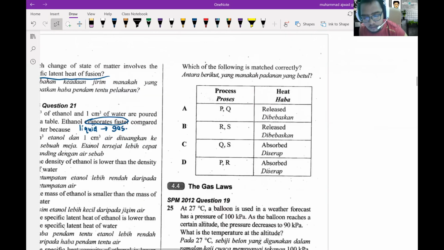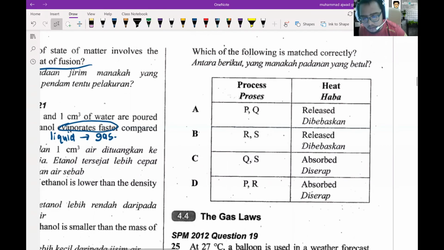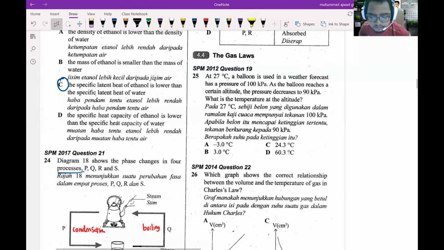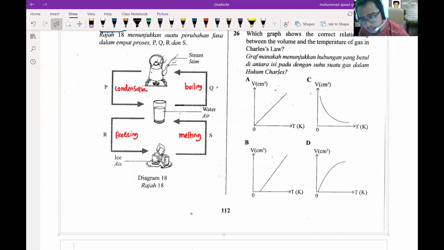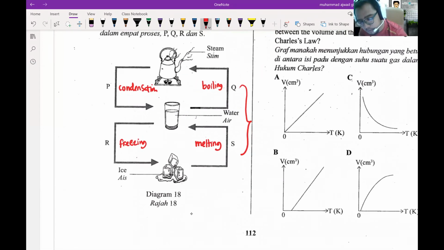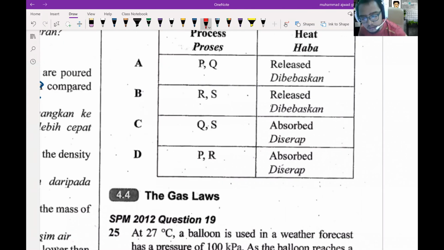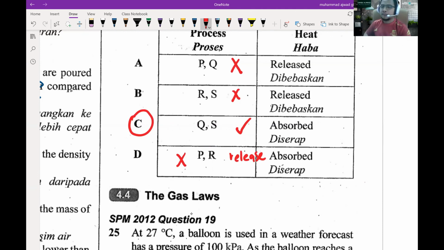Cuma soalan dia, which of the following is matched correctly? Okay, so kita tengok balik kepada soalan tadi. S dengan Q require heat, so this is absorb heat. While P dengan R release heat. Okay. P and R release. Q and S absorb. R and S, okay, salah. Itulah dia.